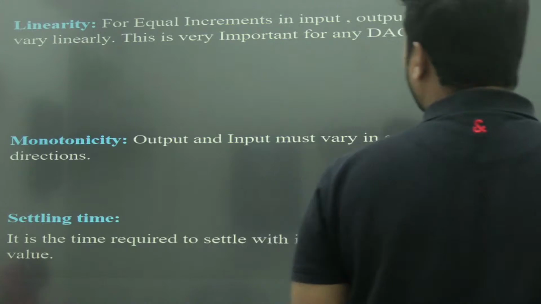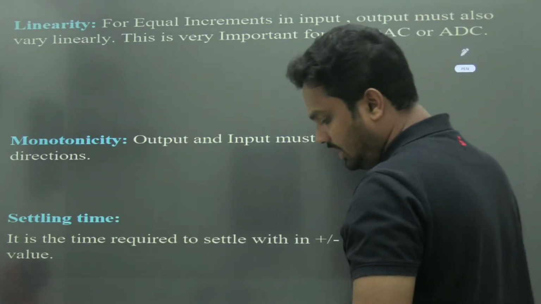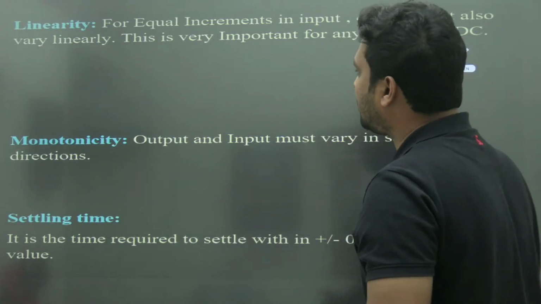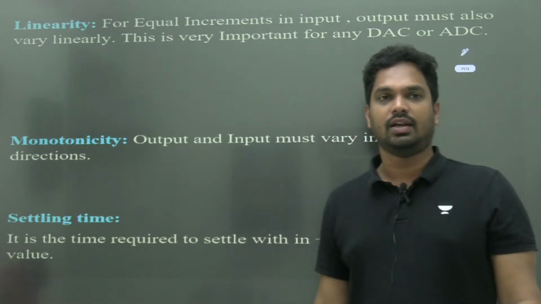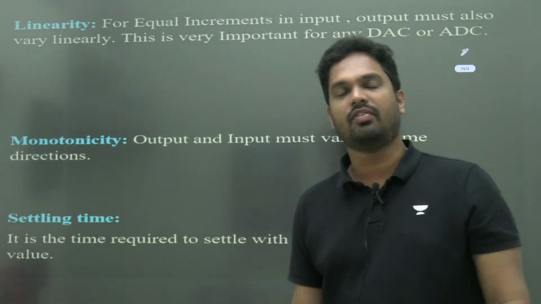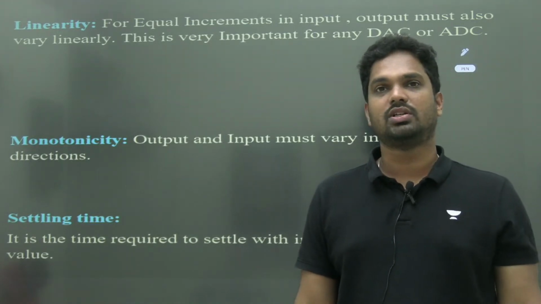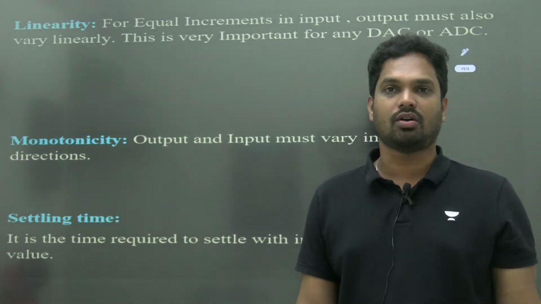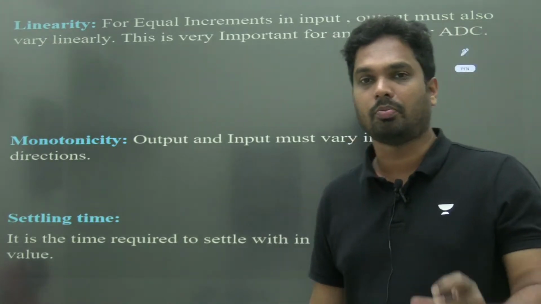So linearity: for equal increments in input, the output must also vary linearly. This is the required condition for any DAC, and it is very important for a DAC to work properly. It doesn't mean the input and output should have the same value. Output and input must be linearly related. When input is doubled, output must double. If input is half, output also halves. That is how a DAC should be properly designed.